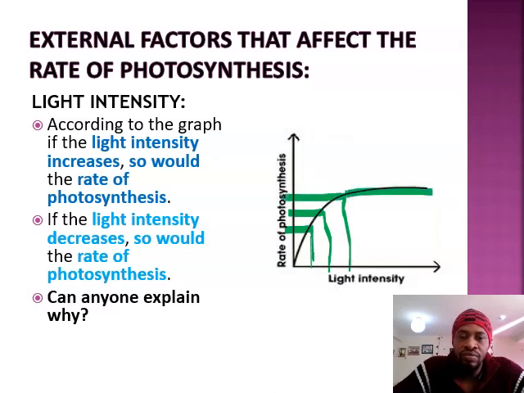This is also because, in this case, other factors may be limiting. Maybe at this point we also have low levels of carbon dioxide and low temperature. Those could be the limiting factors. That's the rate of photosynthesis as affected by light intensity.